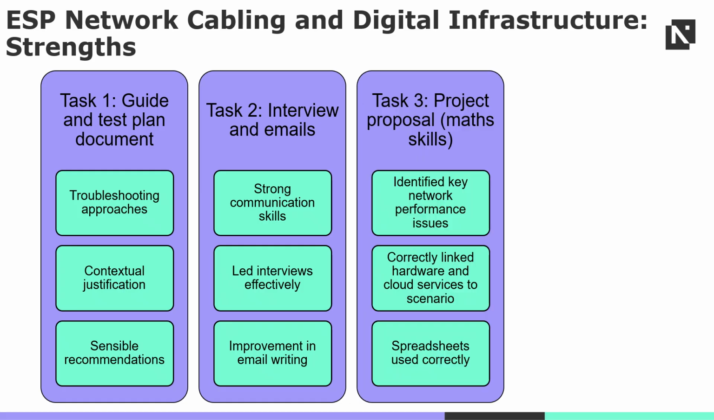Then moving on to task 3. Most students identified key network performance issues and were able to correctly link hardware and cloud services, for example Microsoft 365, to the scenario needs. Mathematical skills improved, so spreadsheets were used correctly for subtotals, totals and cost differentiation.